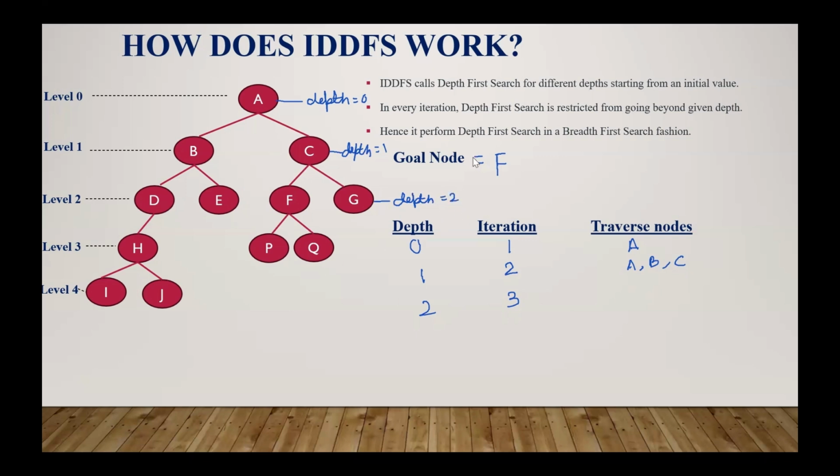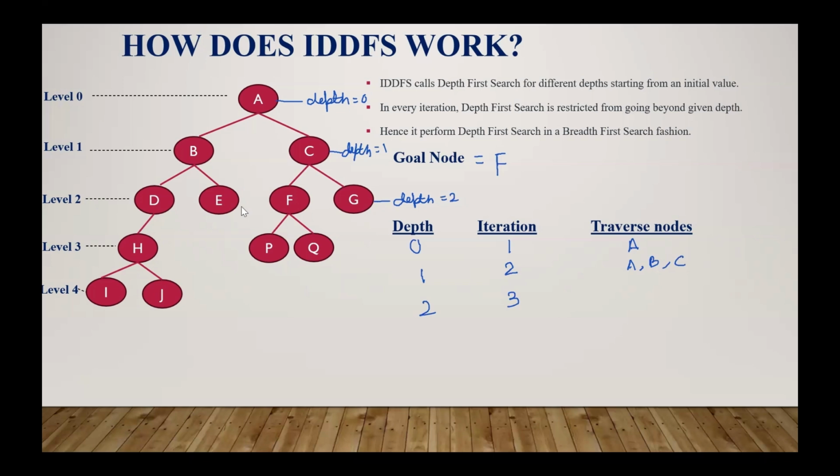This is a combination of DFS as well as BFS. DFS means the depth limit is 2. BFS means we have to traverse the nodes level wise. That's why it is a combination of depth first search as well as breadth first search. Depth means we traverse up to the depth limit of 2, and breadth first means we traverse every node of each level.